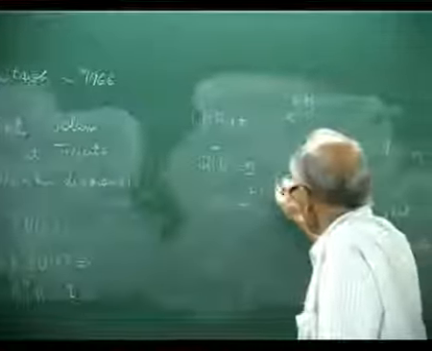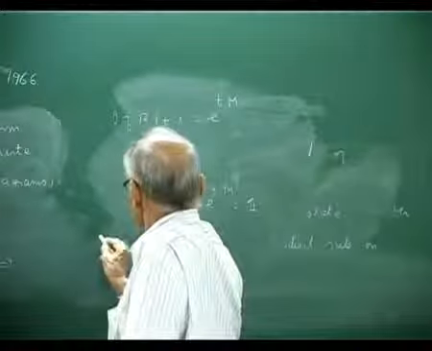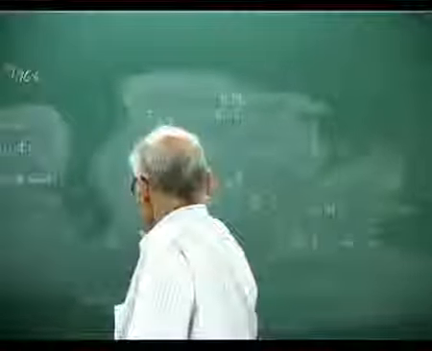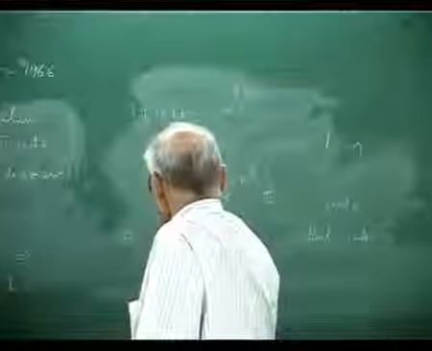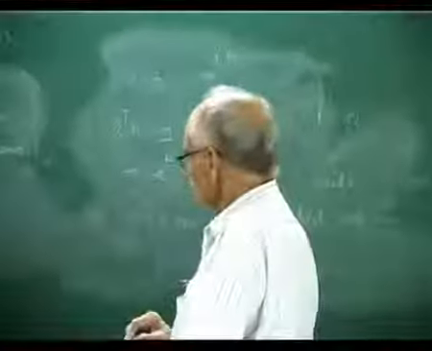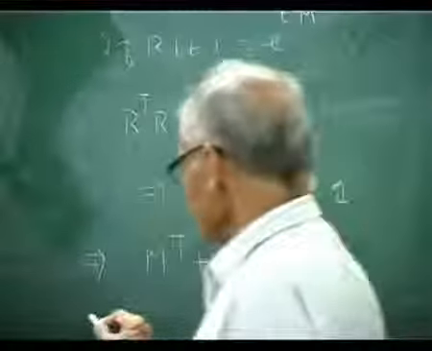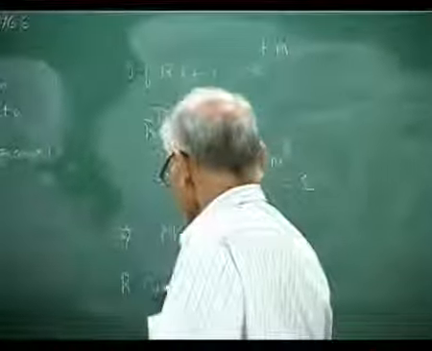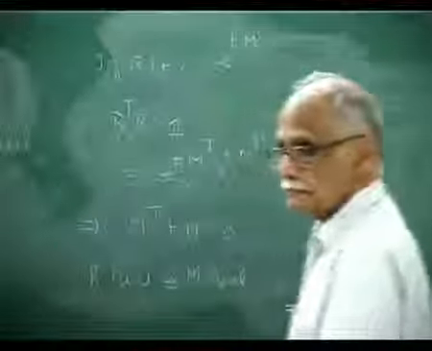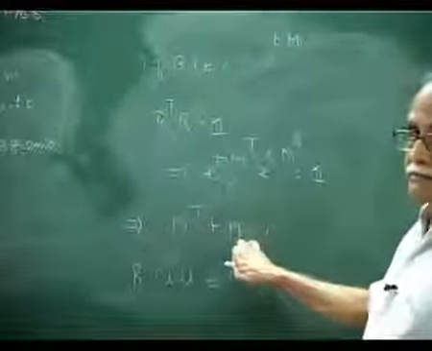Expanding in powers of t, you get M transpose plus M is 0. So M is antisymmetric, but R is real, which implies M is real. So M is real and antisymmetric.